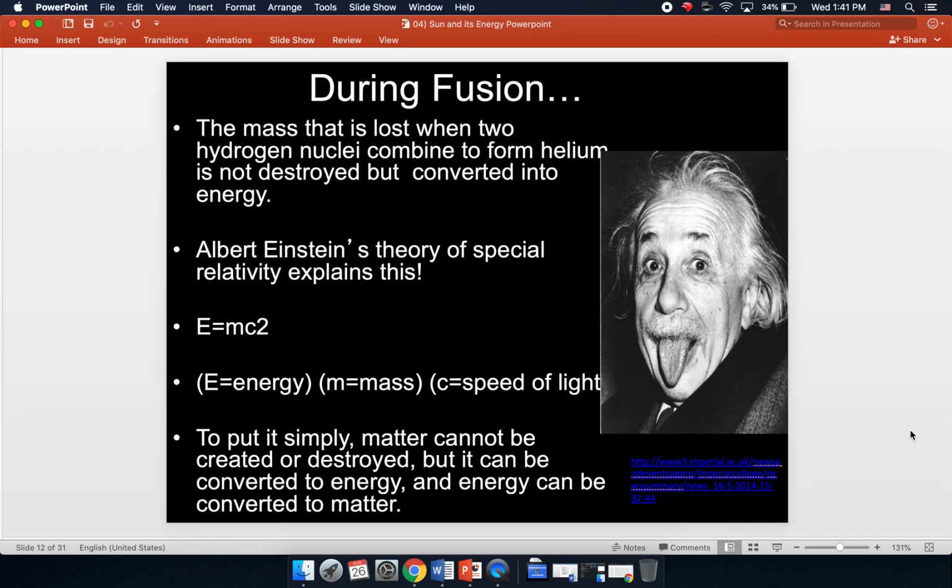Okay, and this is described in Albert Einstein's theory of special relativity, which luckily we don't have to go into in depth. We just need to know that that's what explains this loss of mass that occurs during fusion.